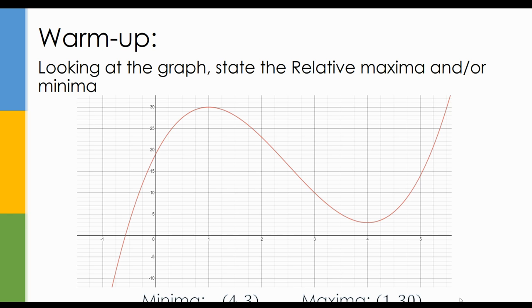So hopefully you notice that the minima, once again, is going to be the lowest point surrounded by any other point. So if you look at the graph, it looks like that's at (4, 3). And then if you look for the maxima, that is going to be the highest point surrounded by other points. That looks like that's happening at the ordered pair (1, 30).